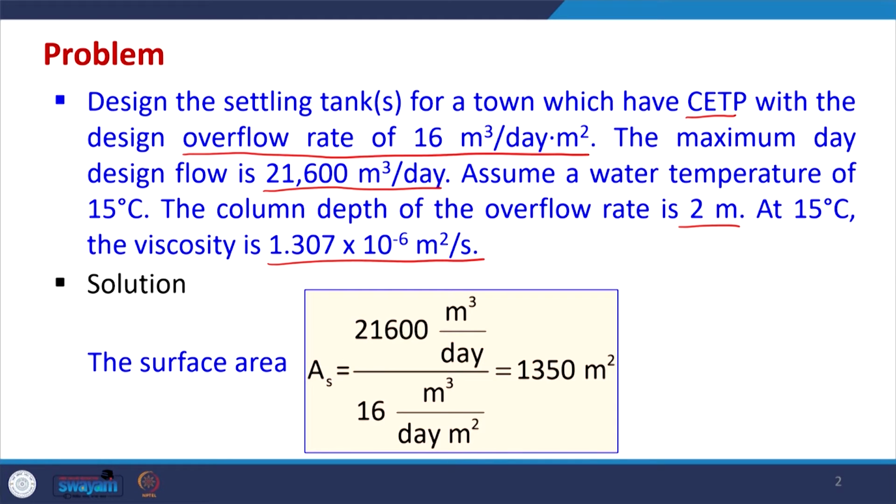We will start with the surface area which will be required if we directly consider 21,600 meter cube per day of the flow. The overflow rate is given and the total flow rate is given. So, the surface area we can find out by dividing the total flow rate by the overflow rate, and this is found to be 1350 meter square, which is very high as a surface area. So, we cannot use a single basin for this because it would be very huge.